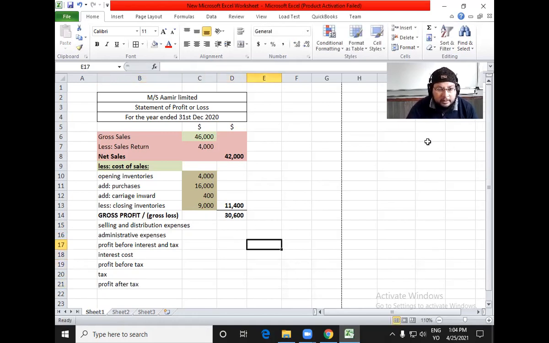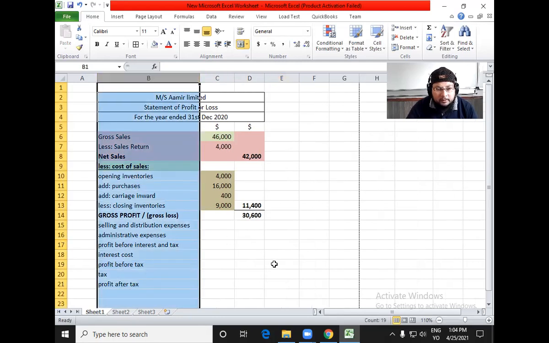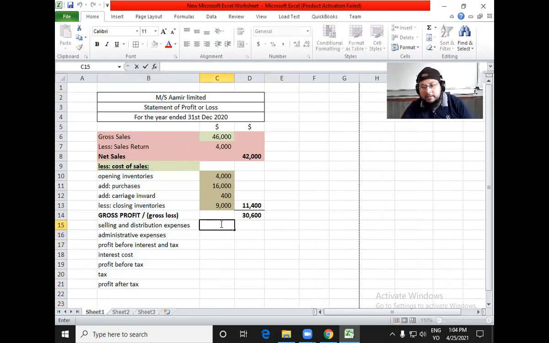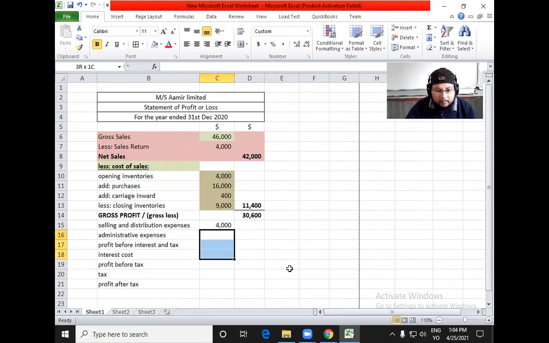In the examination, you can be given all those expenses, like the selling and distribution expense. Let's suppose it is 4,000. You can also be provided with other expenses like administrative expenses. Let's suppose it is 2,000.